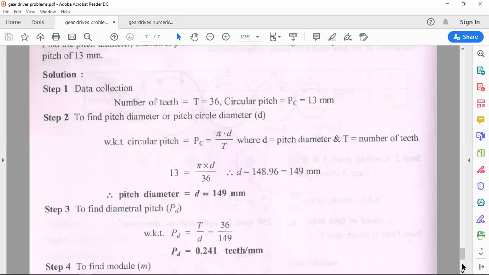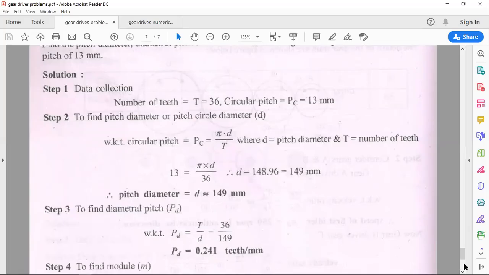Then the diametral pitch is nothing but 1 by module. Module and diametral pitch are inverses of each other, meaning M is equal to 1 by PD, or PD is equal to 1 by M. M means module. So PD is equal to T by D. T I know, D I know. Calculating, I got 0.241 teeth per mm. Similarly, module is equal to 1 by PD, so 1 by 0.241 will give the module.